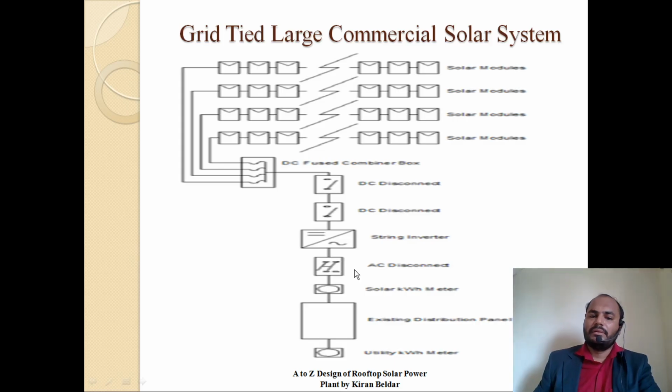Again, this power is given to an AC disconnect switch. Further, it is given to a solar net meter, or solar gross meter. The solar gross meter counts how many units of electricity the system has generated. Again, this is given to the existing distribution panel. From here we are connecting the home appliances or our system load requirements. Further, the connection is given to a utility meter. The utility meter counts how much electricity we are sending to the grid and how much electricity we are getting from the grid.